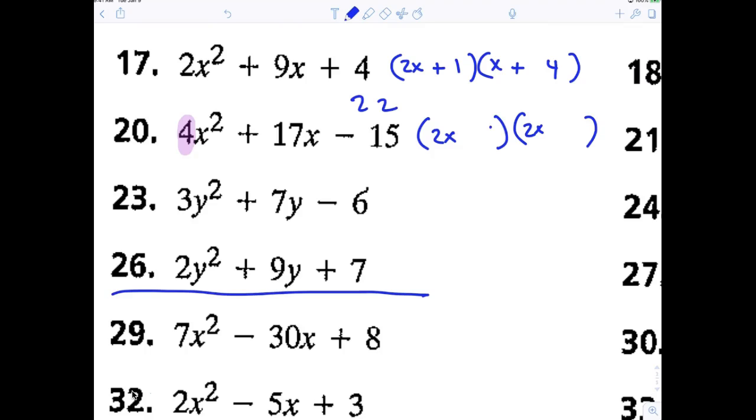So I'm just going to put 5 and 3 down. We're just going to look at that. How much is this? How much is this? 6. Does that make 17? No, so it doesn't work, right?